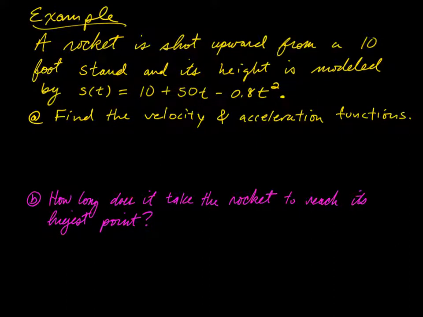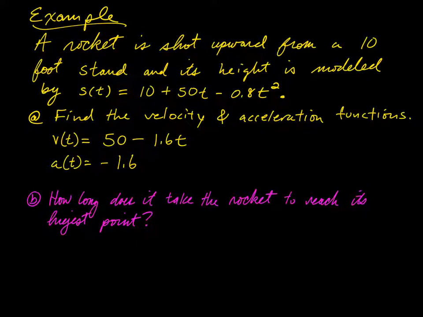So we can take the derivative and get that the velocity is equal to the derivative of the position function, which is 50 minus 1.6 t, and that the acceleration function is the derivative of the velocity function, which is negative 1.6.